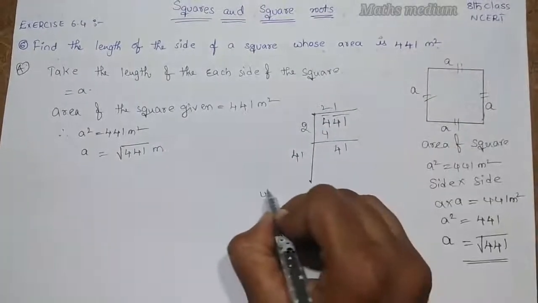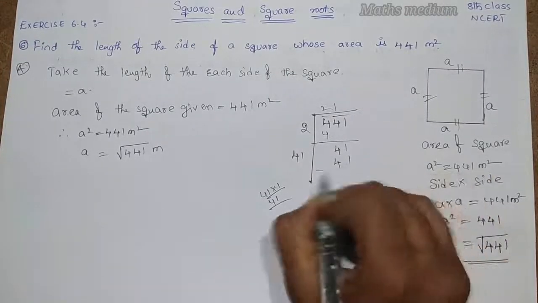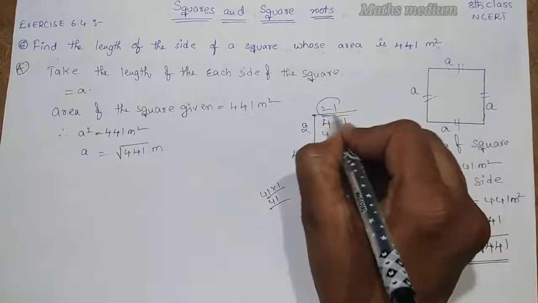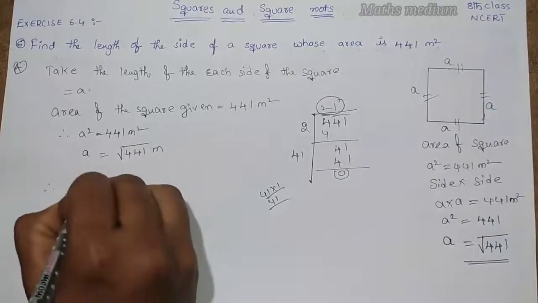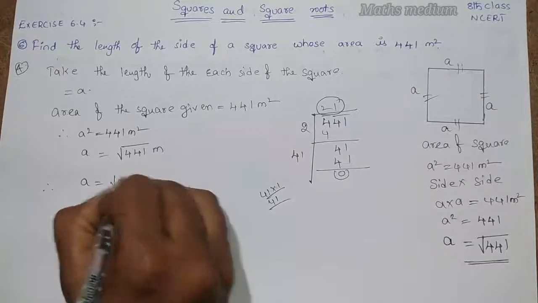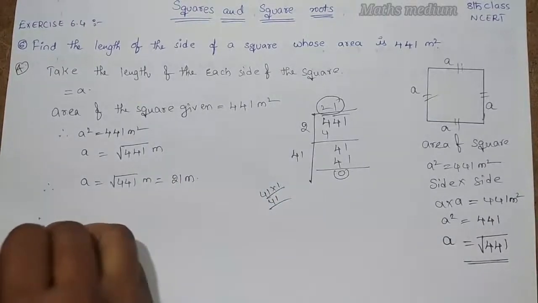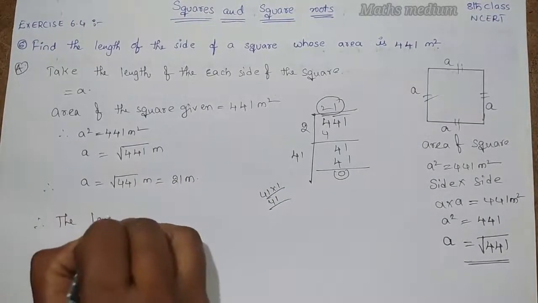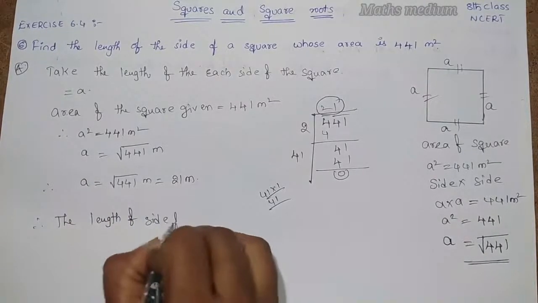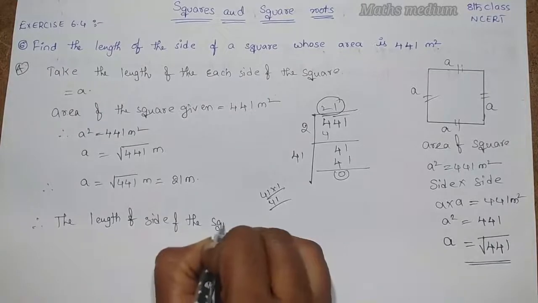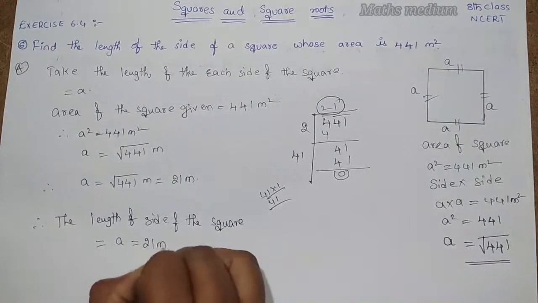Here also 1, because of 41 into 1. 1 1s are 1. 1 4s are 4. 41. Here the remainder is 0. So the quotient is 21. That is the answer. Therefore, A is equal to root over 441 meters is equal to 21 meters. This is the answer. Finally, the length of the side of the square is equal to A, that is equal to 21 meters.